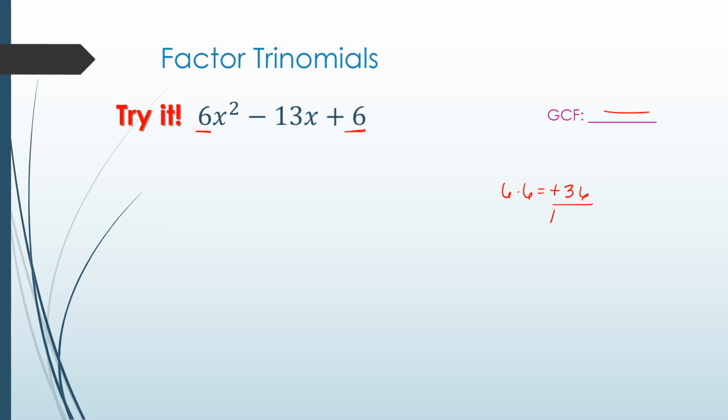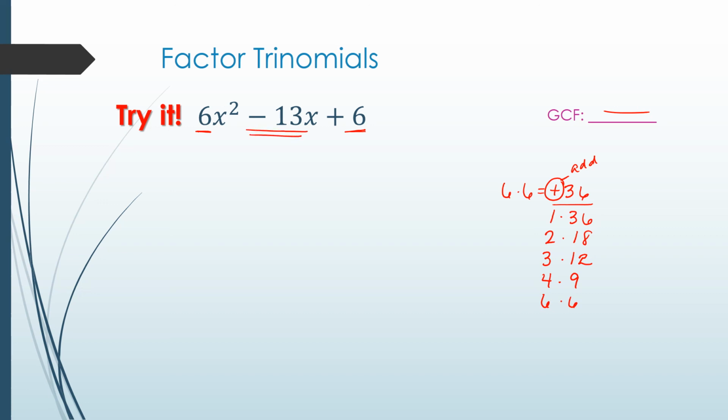Now we create a list of multiples. Again, I suggest you go in order. 1 times 36, 2 times 18, 3 times 12, 4 times 9, 5 does not work, and 6 times 6. Now, look at that sign. Because this is a positive, that means two numbers have the same sign to give you a positive result. That means they're either both positive or they're both negative.